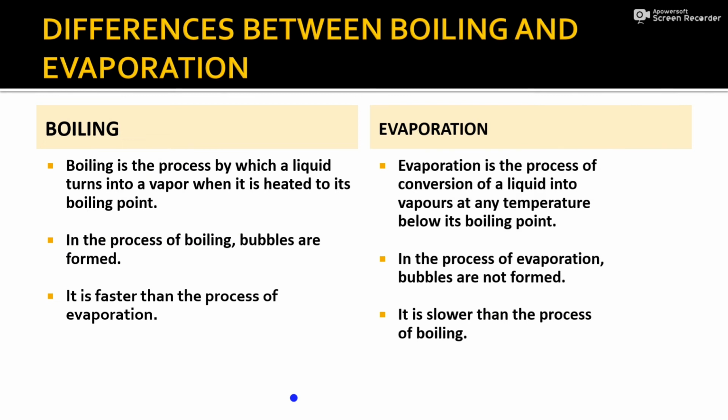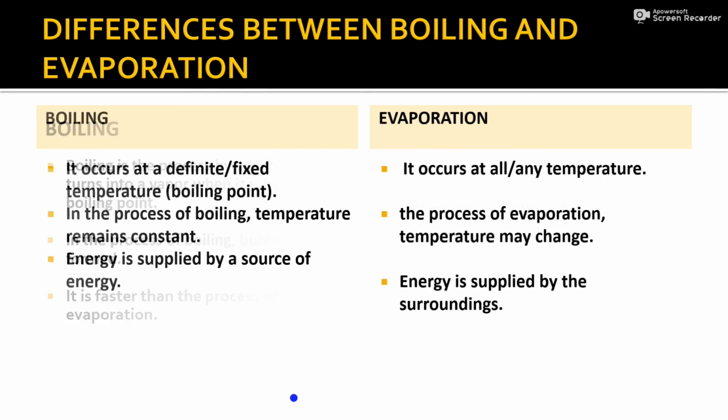So what is the difference between boiling and evaporation? Boiling is the process by which a liquid turns into vapor when it is heated to its boiling point. But evaporation is the process of conversion of a liquid into vapors at any temperature below its boiling point. In the process of boiling, bubbles are formed, but in evaporation, bubbles are not formed. And boiling is faster than evaporation, and evaporation is slower than boiling. So these are the differences between boiling and evaporation.